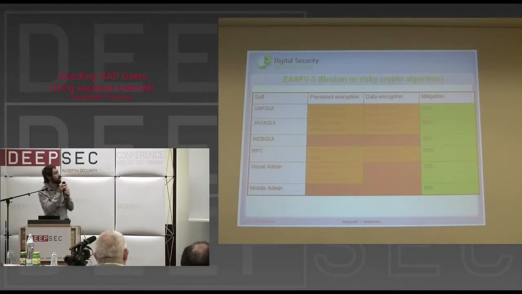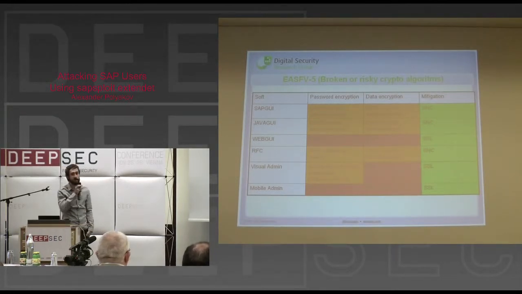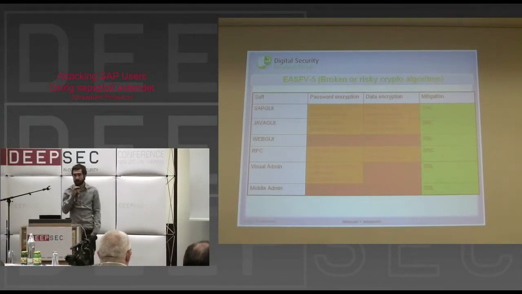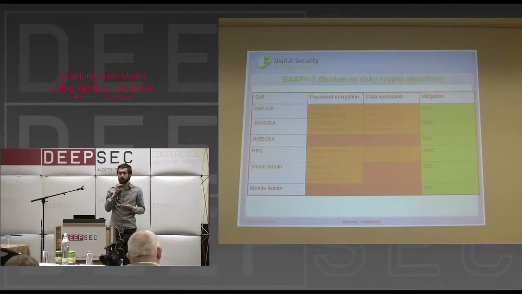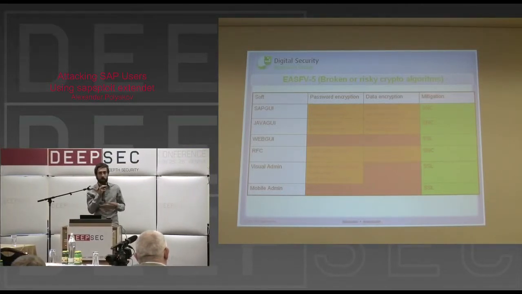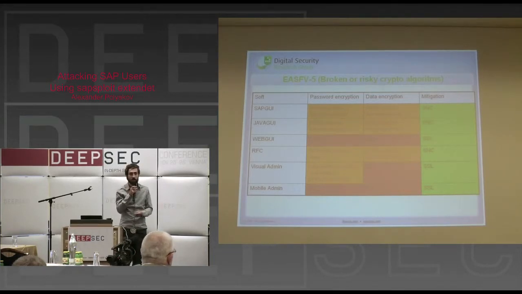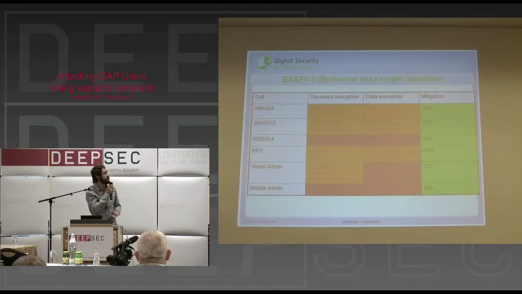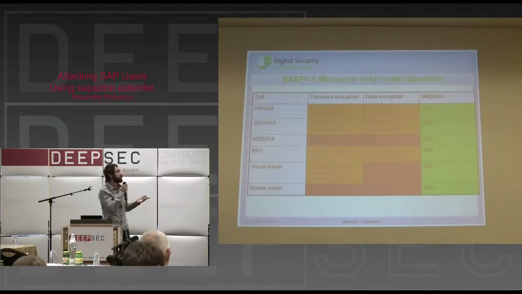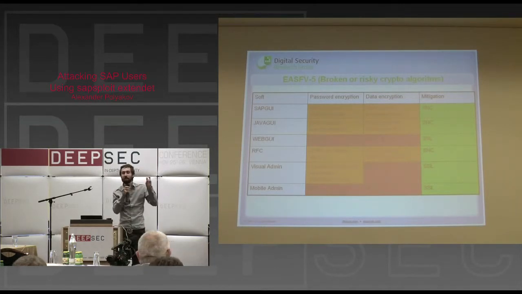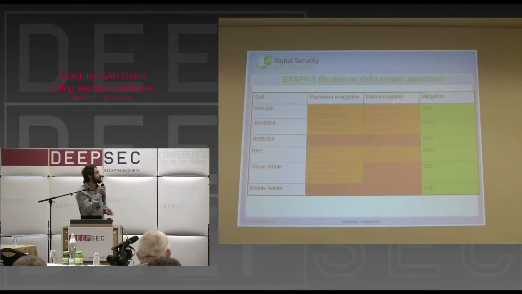Next one is broken or risky cryptographic algorithms. So the SAP GUI connects to the server using the DIAG protocol. It's a proprietary SAP protocol, and this is not encrypted. It has some kind of compression, but one guy released a decompressor, so you can easily decompress all the traffic from the SAP clients to the SAP servers. And another thing, if you use a web GUI, it's like a SAP GUI, but using the browser. The passwords are encrypted by base64, but it's not encryption.